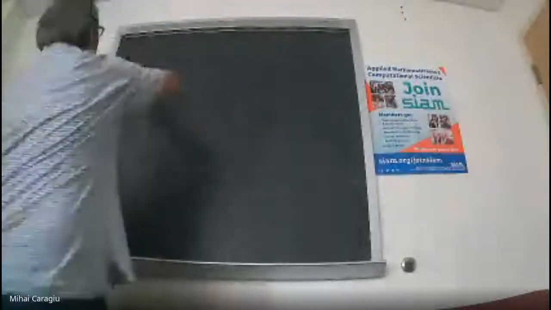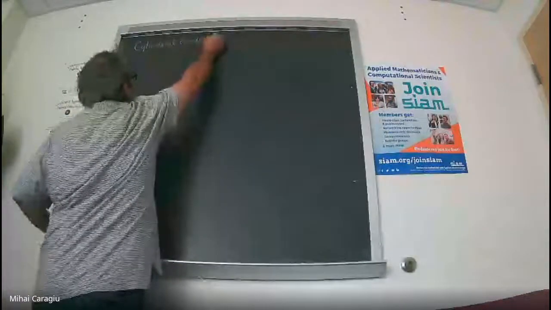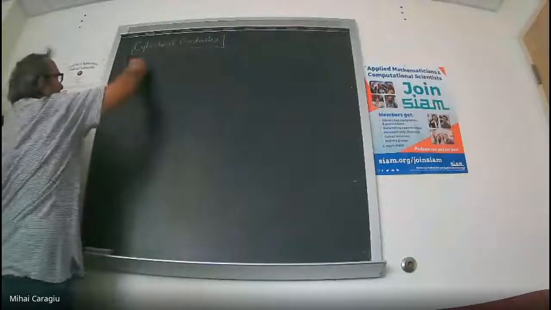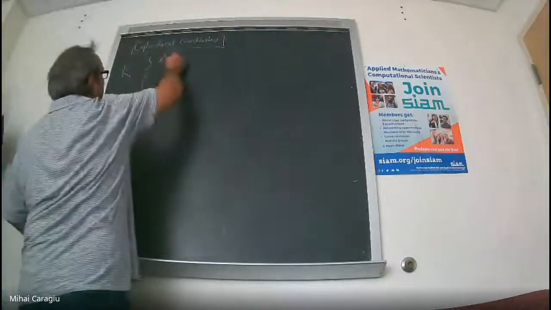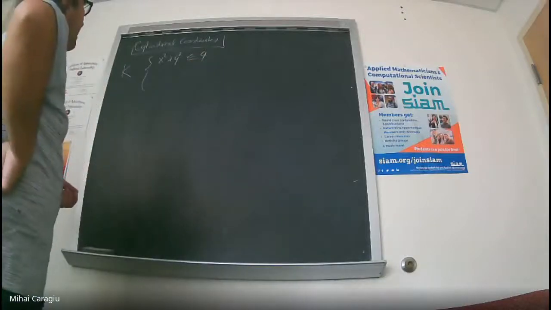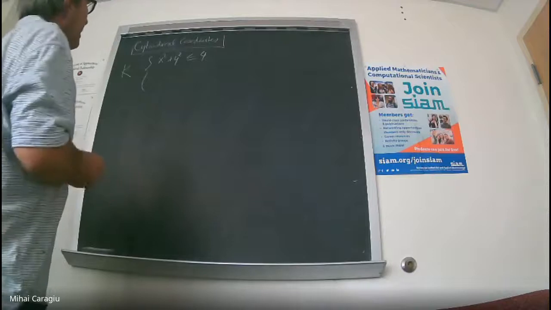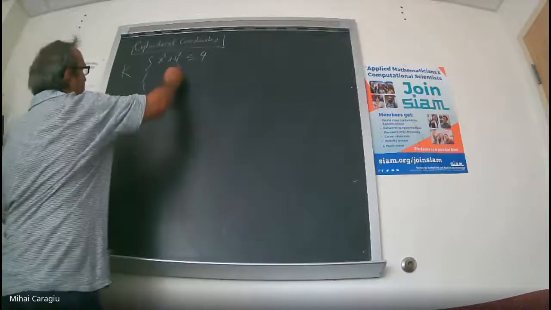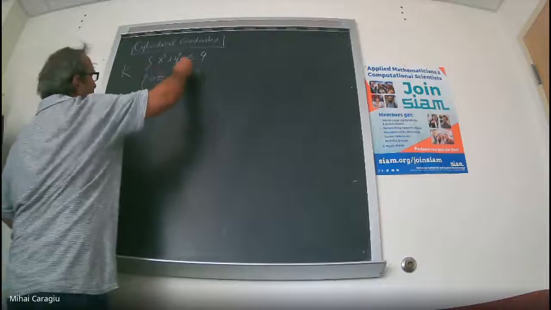Let's do a couple of problems involving cylindrical coordinates. So let's do one of them. Let's say we have a cylinder. Domain K is defined as this: x squared plus y squared is less than or equal to 4. It will be a solid cylinder with radius 2, whose axis of symmetry is the z-axis, and z is from 0 to 3.